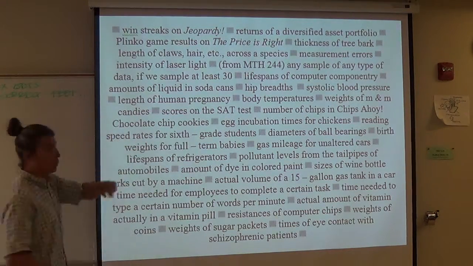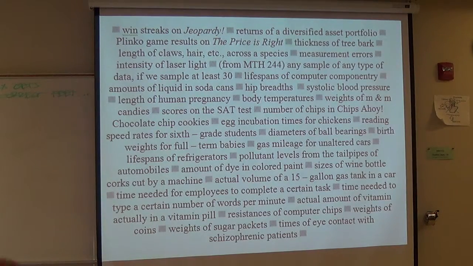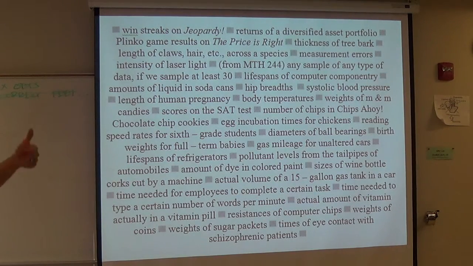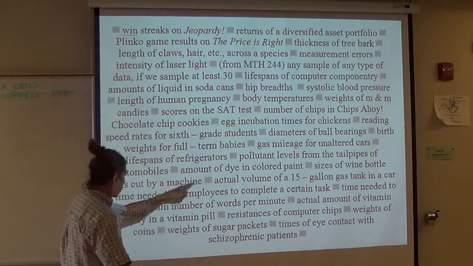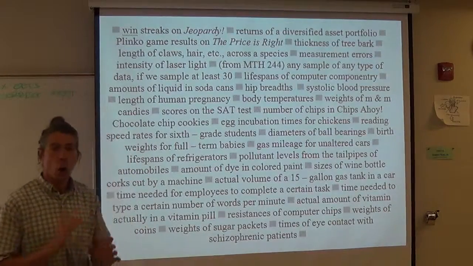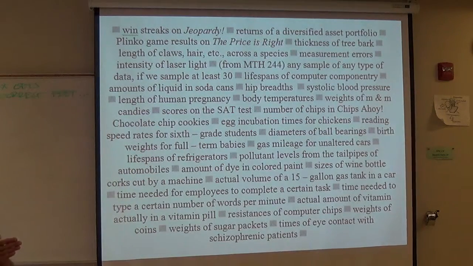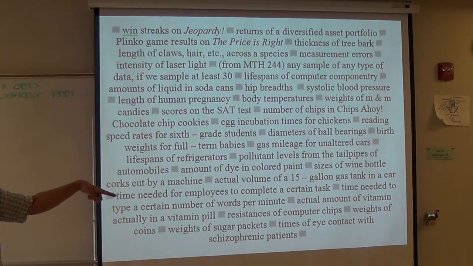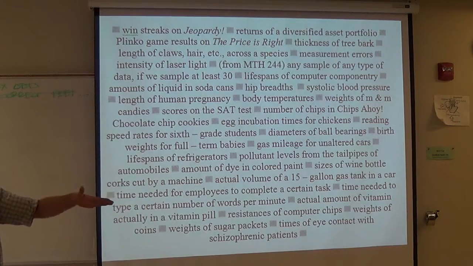Number of chips in Chips Ahoy chocolate chip cookies is also bell-shaped. It's got an average. They actually advertise it on their bag, I believe. You'll find so many chips in every cookie. We used to break them up in class and it makes a huge mess. Size of wine bottle corks cut by a machine. Time needed for employees to complete a certain task. All of these things have an average that's roughly in the middle of a bell, and then it's got these tails that tail off.